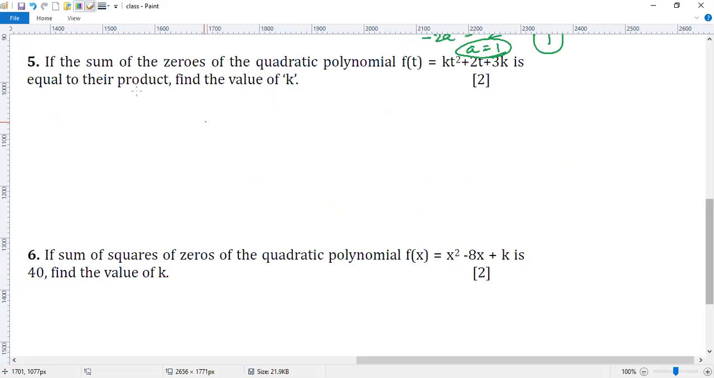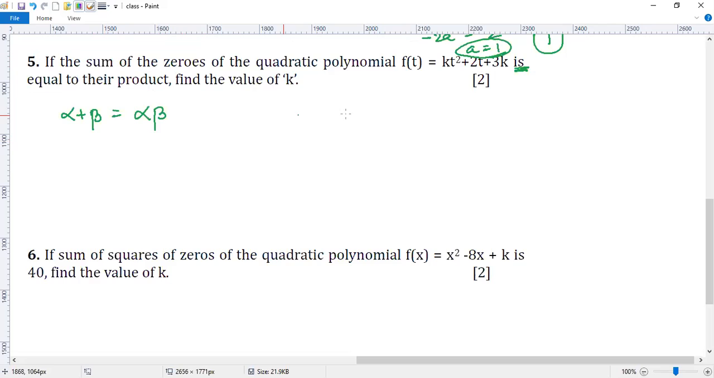Our next question, question number 5. If the sum of zeros of the quadratic polynomial F of t is equal to kt squared plus 2t plus 3k. What have they given here? Sum of zeros is equal to their product. That is, alpha plus beta is equal to alpha beta, they have given. You have to find the value of k. We have to find what k is.